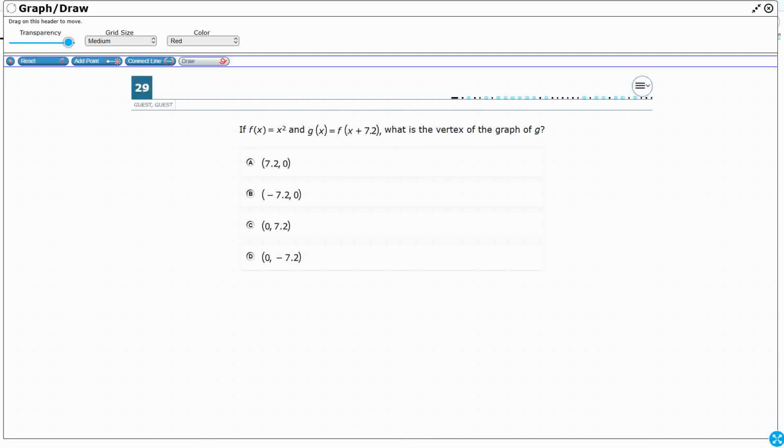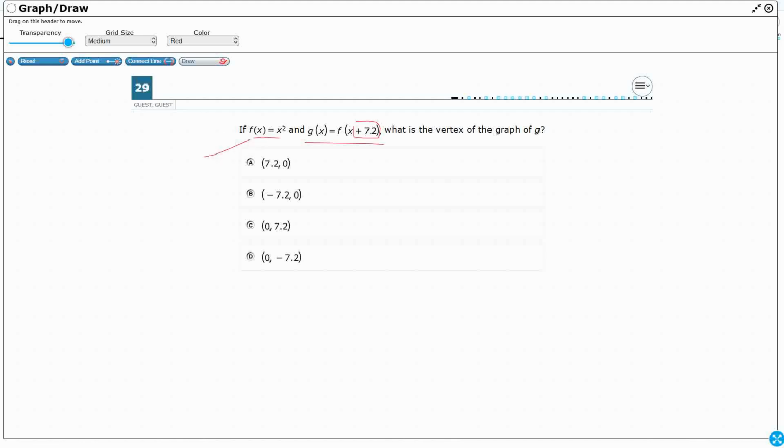All right, so we have f of x equals x squared, and we've got this g of x, and you notice we're passing the f of x through that, but we're doing something to it. We're adding this 7.2 within the parentheses. So it doesn't call it out for us, but we need to know that we're dealing with parent and child functions. So this is our parent function, and this is going to be our most basic quadratic function, right?